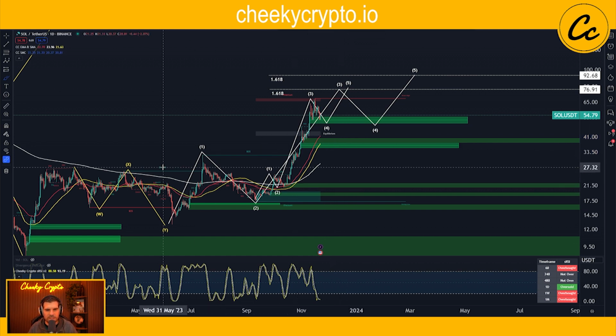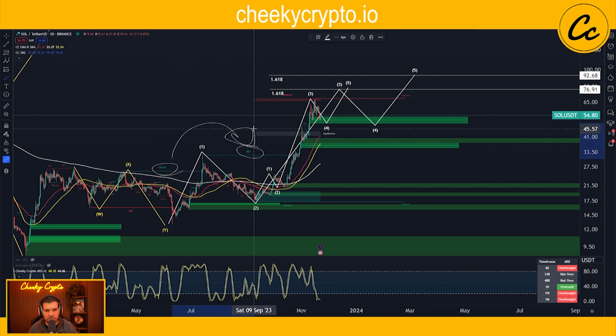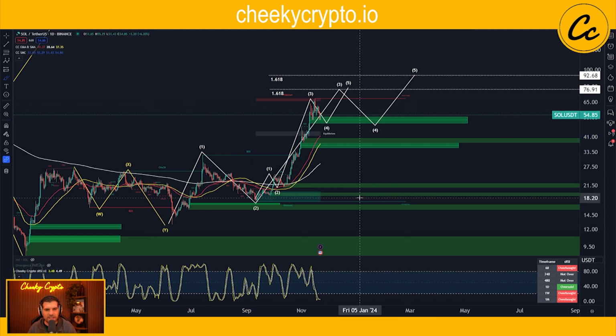We can also see that Smart Money Concepts is in a bullish state of play, with a break of structure to confirm that we are in fact bullish. So on the daily time frame, that hasn't been broken. We remain in a bullish pattern and a bullish structure on the daily time frame.